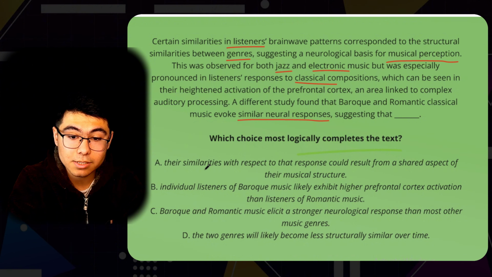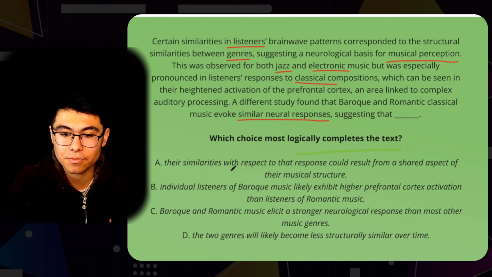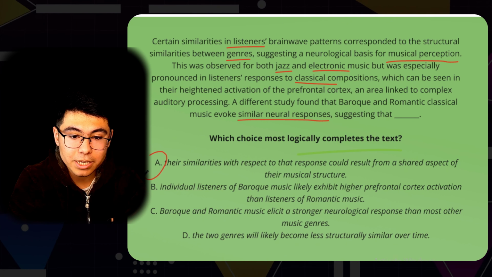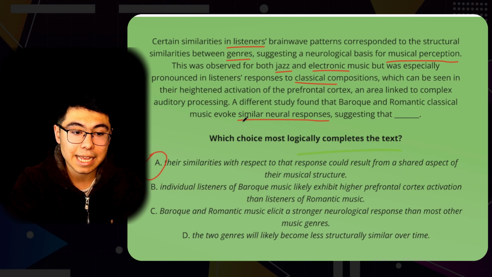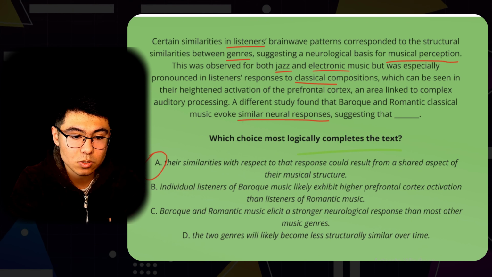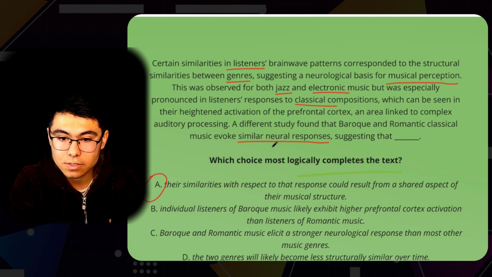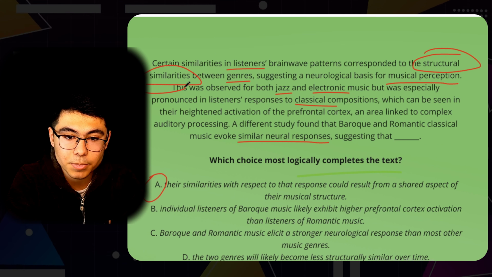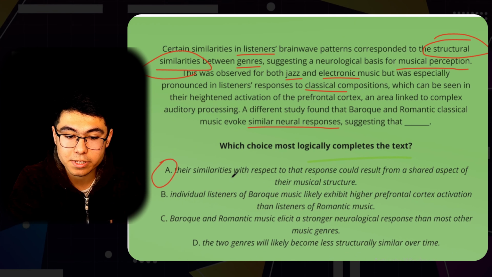Choice A, that similarities with respect to that response could result from a shared aspect of the musical structure. I believe this is the right answer because this directly connects to the finding that the similarity in neural activity is because of structural commonalities. As you can see here, it's because of structural similarities or commonalities. And choice A directly supports that.